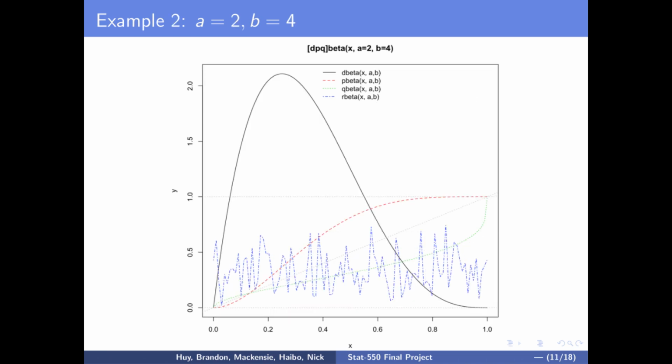In our second example, we have a equals 2 and b equals 4. Our randomly generated data shows most of our data is within the range of 0.1 to 0.5. As you can see from the black line, the density of the randomly generated data should be about the same. This time, it is easier to see how the CDF relates to the density function. So as the density function increases to about 0.25 with respect to the x-axis, the CDF, or the red line, gradually increases to about 0.25 on the x-axis.